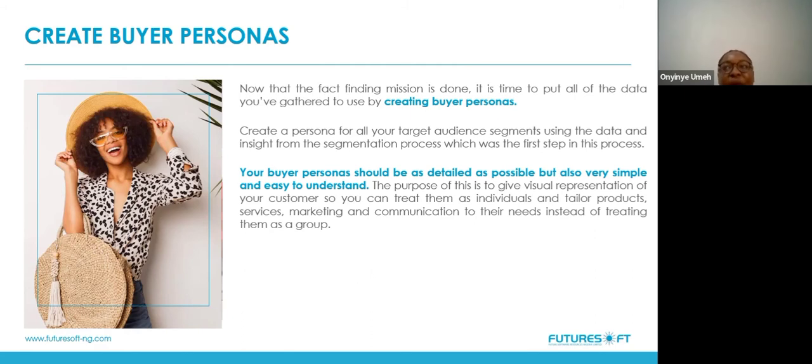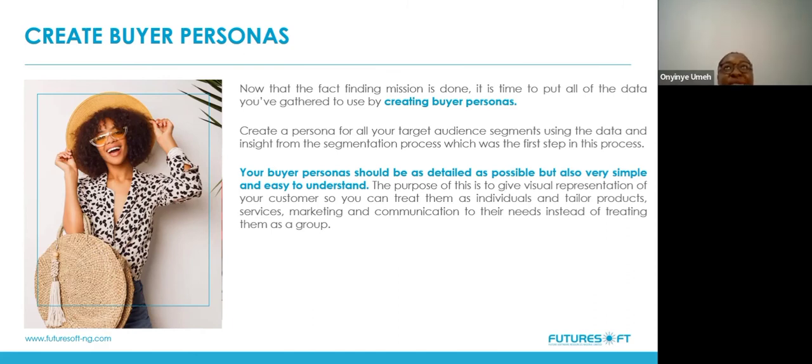This is where you'll be able to treat your audience as an individual as opposed to a group. So your buyer persona needs to be as detailed as possible, and it needs to contain things that you would probably think are trivia. It needs to go down to the details. This will help give you a visual representation of who you are trying to reach.